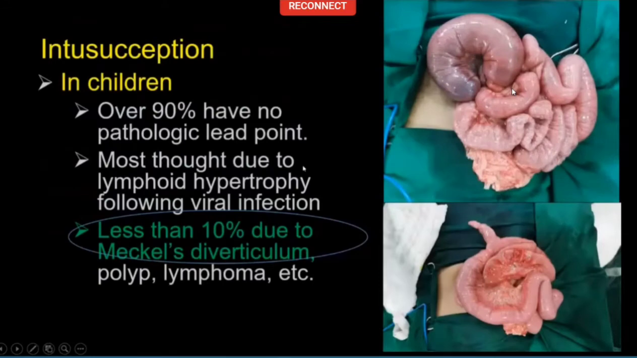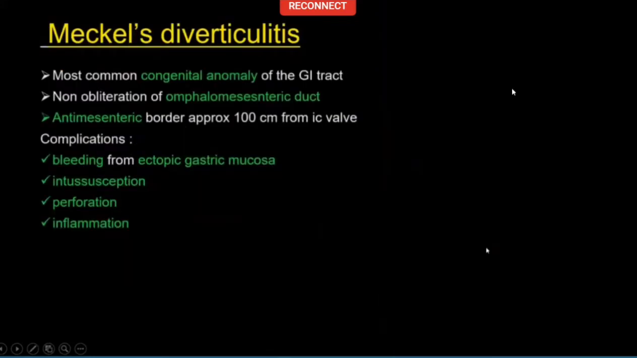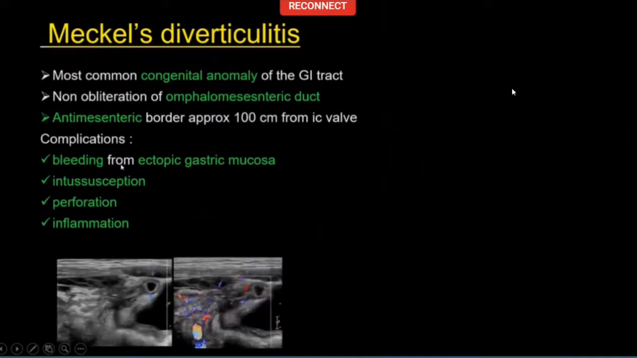The reason we need to know about Meckel's diverticulum is because it may just present as pain in the right iliac fossa, giving rise to inflammation. It may present as perforation. It may present as intussusception, or it may just present as bleeding from the ectopic gastric mucosa.